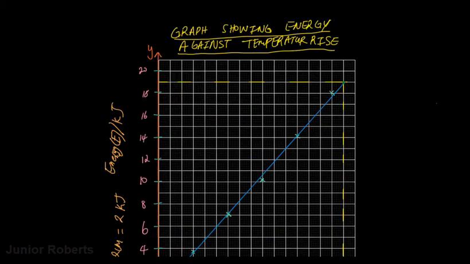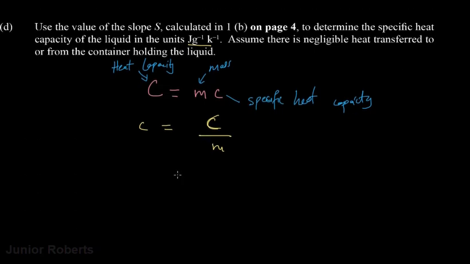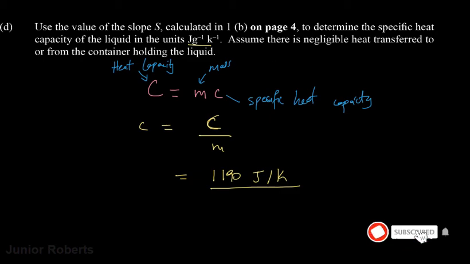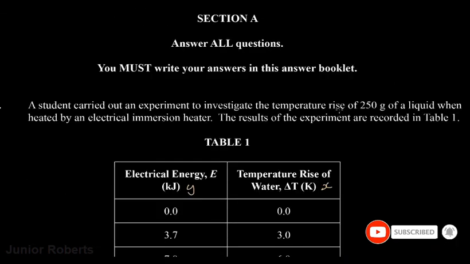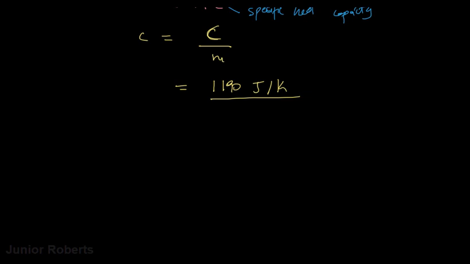So let's continue. We're going to write our heat capacity as 1190 joule per Kelvin, and we're going to divide that by the mass. Since in our unit we have joule per gram per Kelvin, we have to ensure that the mass of the substance is in grams. So let's double check the value for the mass of the substance. It says here that the mass of the liquid was 250 grams. So we can just simply plug that into our equation here. So we have 250 grams.